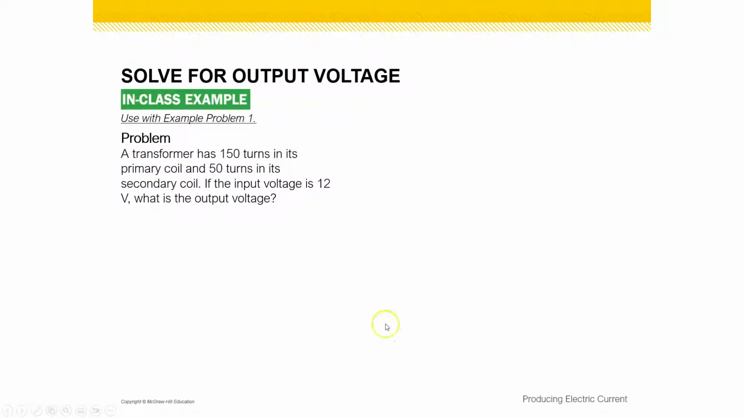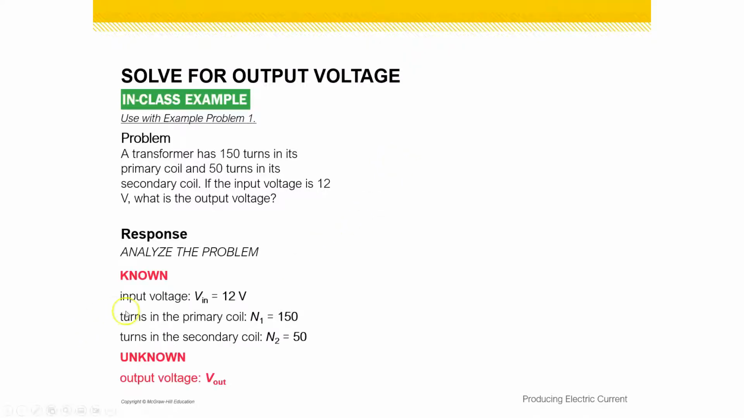Okay, so here's a problem. A transformer has 150 turns in the primary coil and 50 turns in the secondary coil. If the input voltage is 17 volts, what is the output voltage? Well, write down everything we know. We know that the input voltage is 12 volts. The primary coil is 150. The secondary coil is 50 turns. So what's the output voltage?